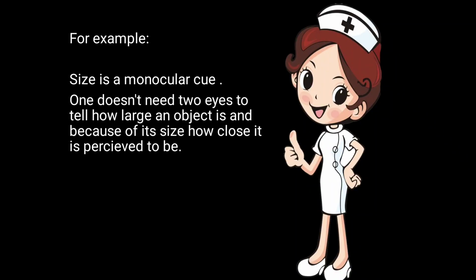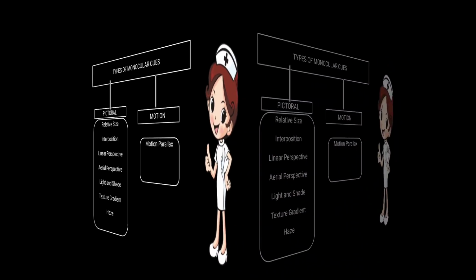So we have different types of monocular cues. One doesn't need two eyes to tell how large the object is. For example, size is related to large or small. It doesn't need two eyes to tell how large an object is because of its size and how close it appears to be. Okay, so let's see one by one.